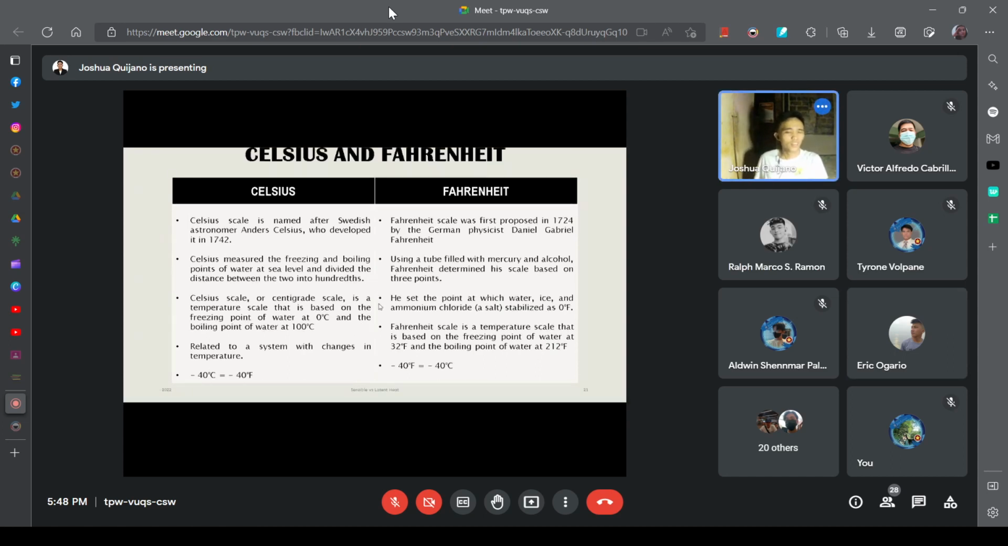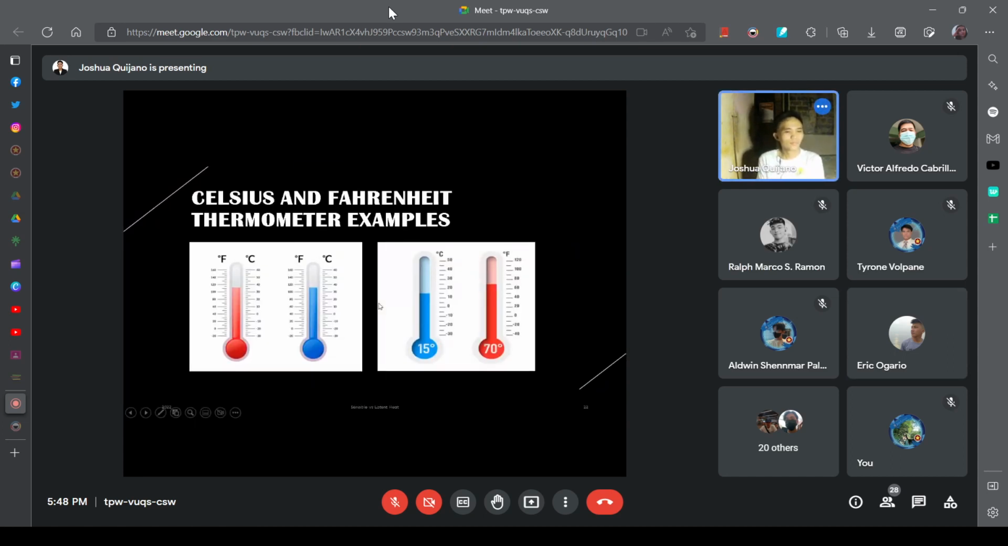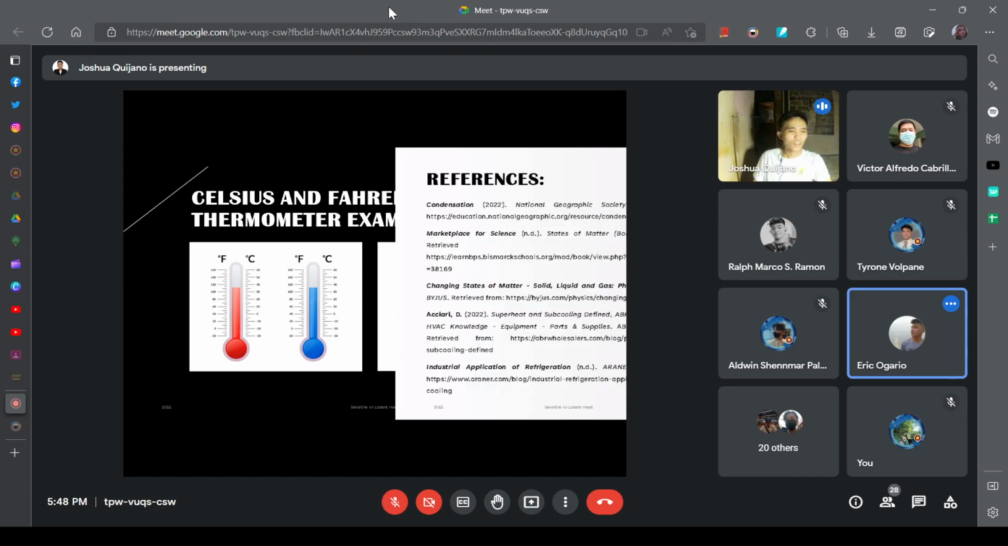So here are examples. So here is the example of Celsius and Fahrenheit thermometer. So our references.